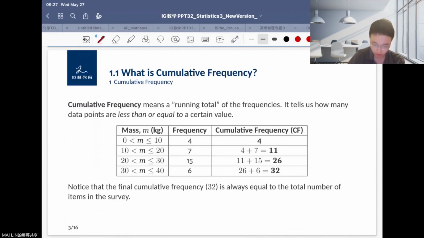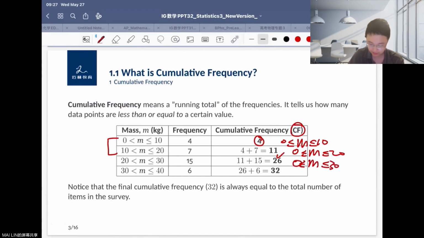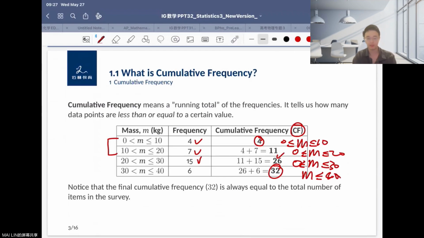So what is cumulative frequency? That means we add the frequencies together. So here 4 means the mass is from 0 to 10, and the next frequency means the mass from 0 to 20. So that means two frequencies added together, right? And for 20 to 30, that is for mass from 0 to 30, so we have to add 4, 7, and 15 together. And the last part, we add the values together, where m is smaller than or equal to 40. So that is cumulative frequency. You can see the frequencies are added together, right?